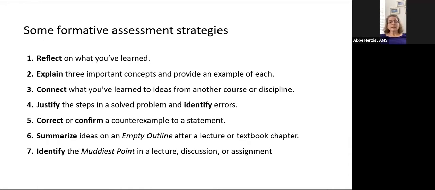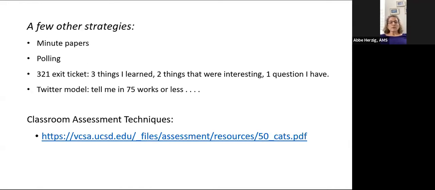Next slide. And just a couple of other strategies. Some people use minute papers, which is a little harder to do online. The idea in a face-to-face classroom is you give people one of these formative assessment strategies at the end of class and give them 1 minute. In Zoom, you can do some polling and just say, how many people think that a derivative means X, Y, or Z, and then you can share those results with the class through that poll and get into a discussion around it. 3, 2, 1 exit ticket, I really like that, asking them to reflect on their learning.